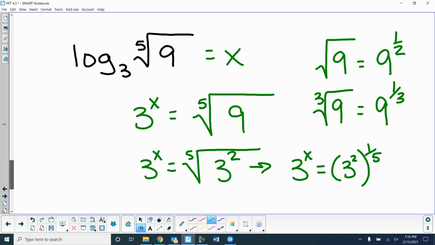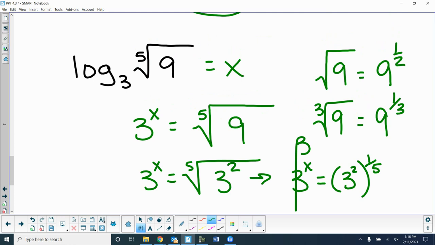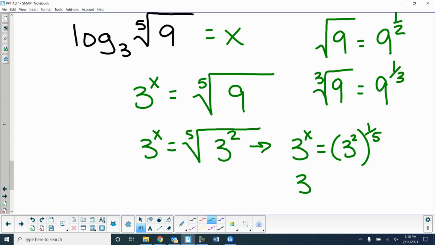What's the rule for those exponents inside and out? What am I supposed to do with those? Multiply, yeah. Somebody was going to say that, right? So what's 2 times the 1/5? 2/5, right? So now I can tell what my answer is. What is it? 2/5, yeah. That's the answer to that problem.